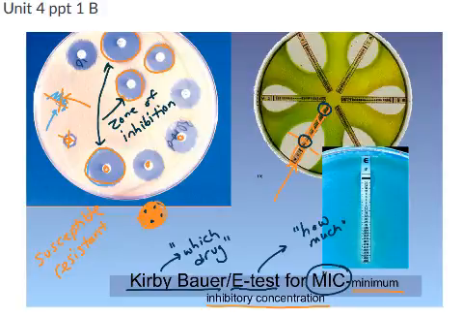So you would do these two tests in conjunction with one another. The Kirby-Bauer will tell you which drug you want to give them, and then an E-test will tell you how much of that drug you want to give to the patient.